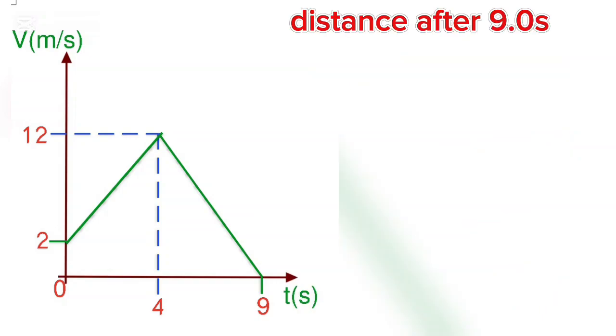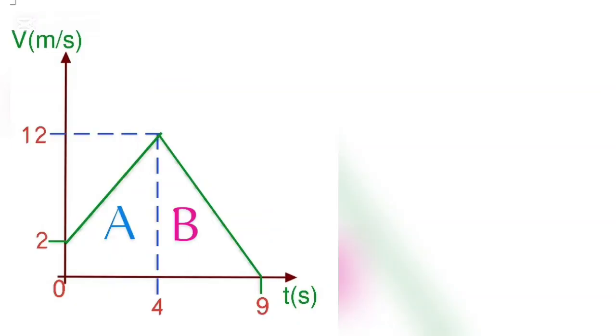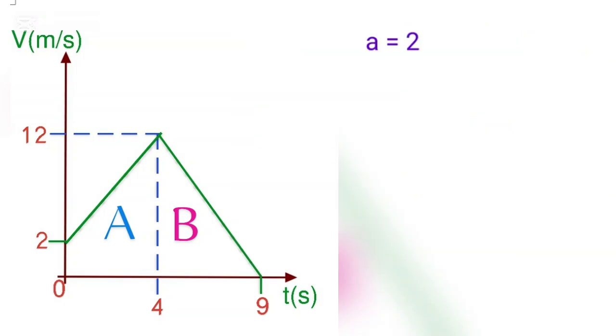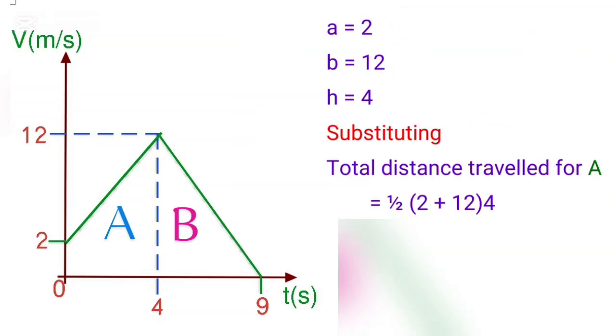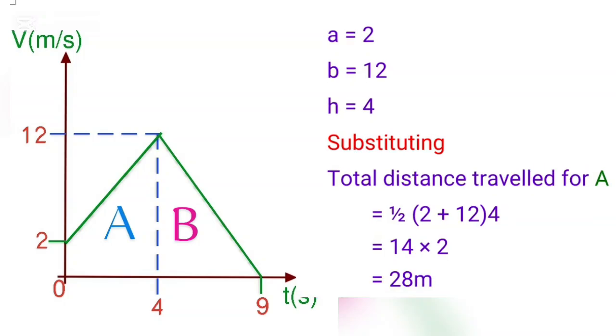We don't have a single formula for this geometric shape. We will have to break the shape into 2 or 3. Let's break it into 2 and call this A and this B. A is a trapezium. Using the formula for a trapezium, total distance is equal to half (a plus b) times h. Here, a is equal to 2, b is equal to 12, and h is 4. Substituting, total distance for A is equal to half (2 plus 12) times 4. Simplifying, 14 times 2 equal to 28 meters.